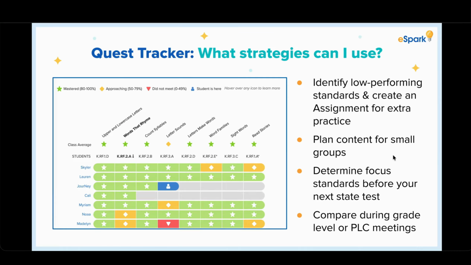Some strategies you can use with the Quest Tracker is you can identify low performing standards and create an eSpark assignment for extra practice. You can also use it to plan content for small group instruction, whether using an eSpark assignment to support or using that time for teacher-led remediation and intervention. You can use it to determine focus standards before your next state or standardized testing, and use it to compare during grade level or PLC meetings with additional students in the grade level that are using eSpark.